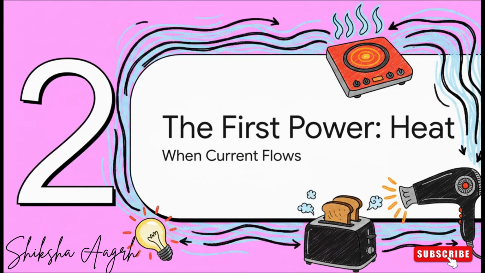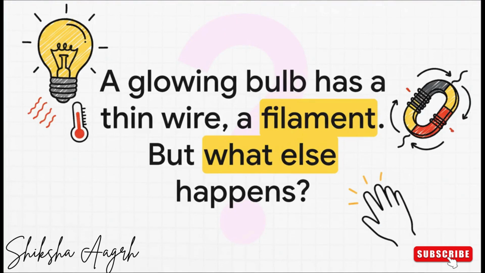Okay, so we've got our language down, we can read the blueprints. Now it's time for the fun part. Let's flip the switch and check out the very first and probably the most common power of electric current, its amazing ability to generate heat. Just think about it for a second.